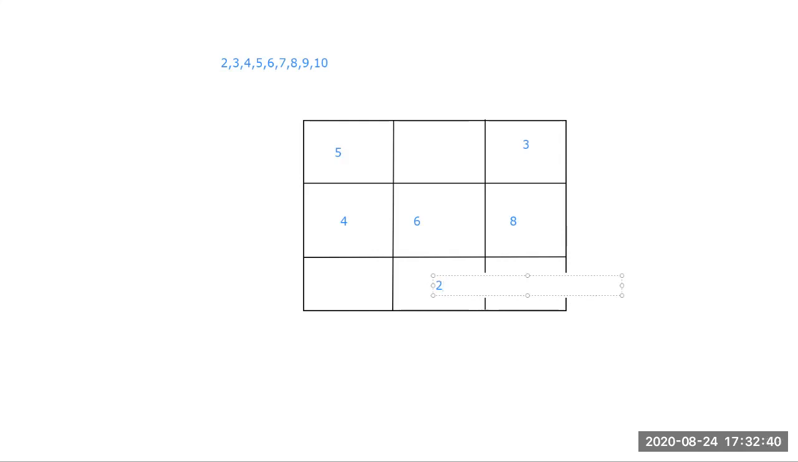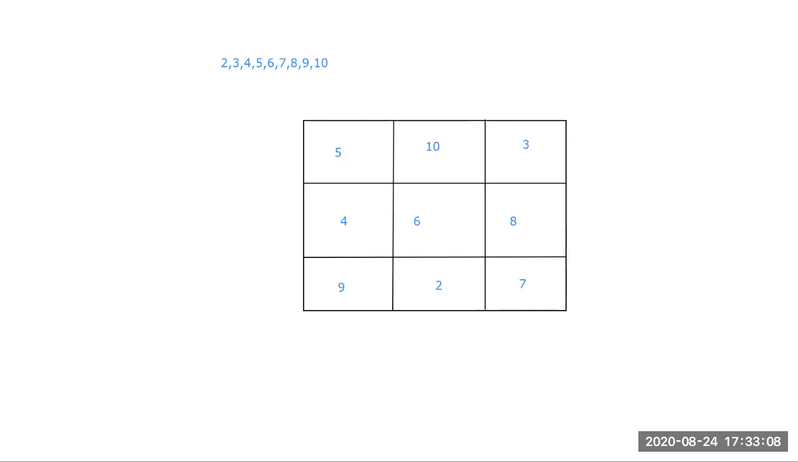Now the first 7 numbers are finished. The last 2 numbers will be 9 and 10, which you haven't written yet. Now the number 9 you have to write at the last, and then this 10 here.